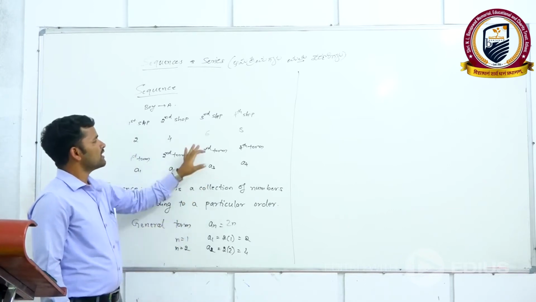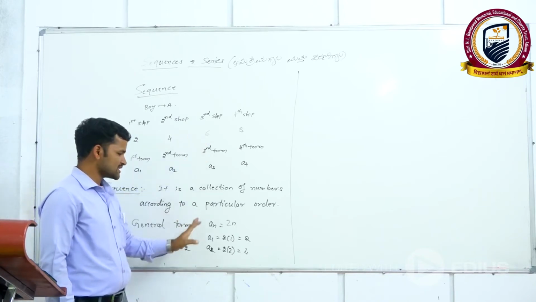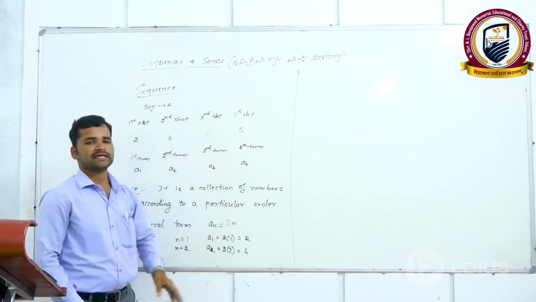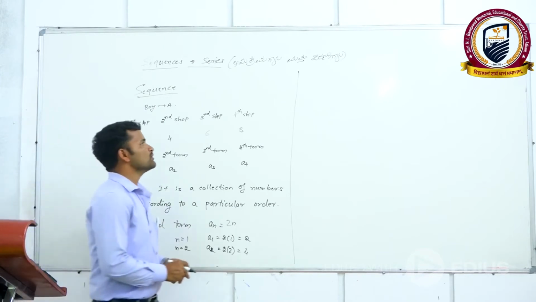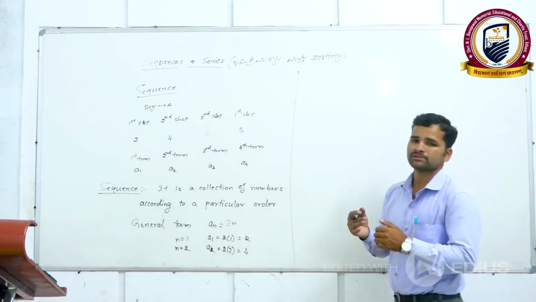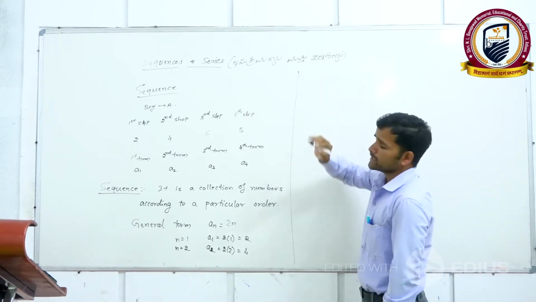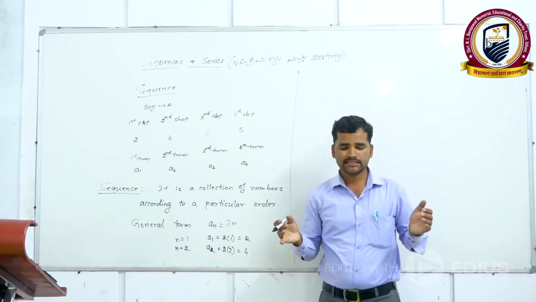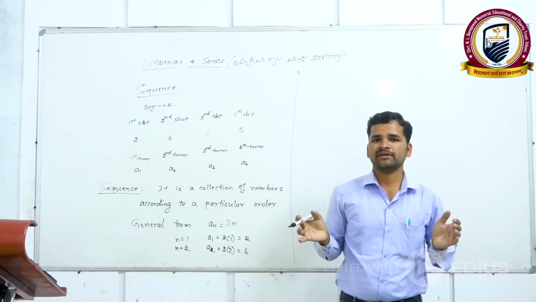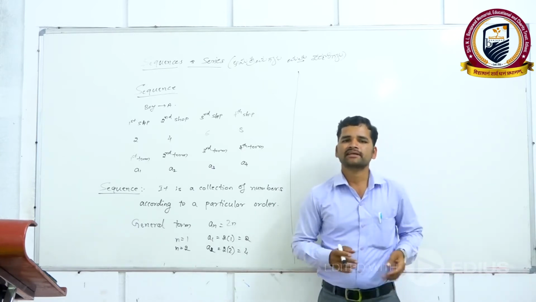Third term, how much is the value? 6 here. Just by substituting n is equal to 3, I can get that 6. Let me go with another example here, an example for the sequence. See, there is a culture. Culture in the sense, let me take, there is a medium. In that medium, there are 2 bacteria.